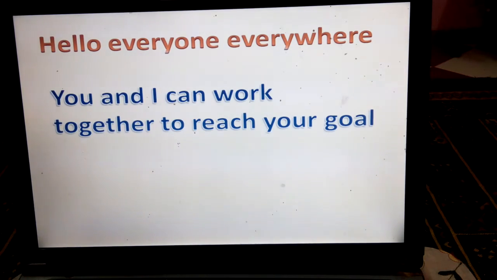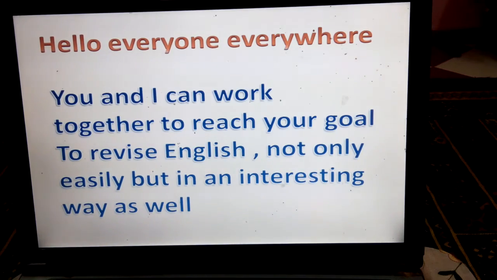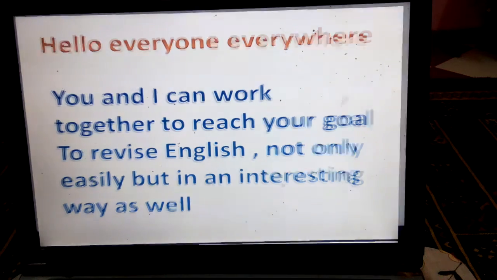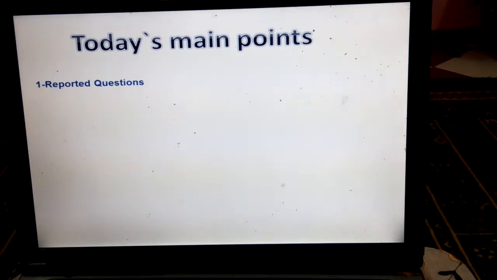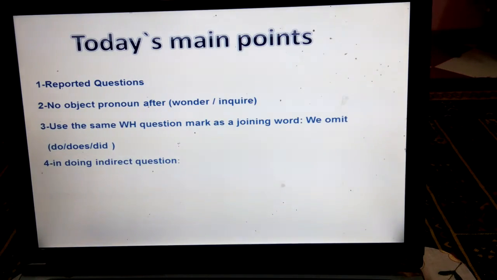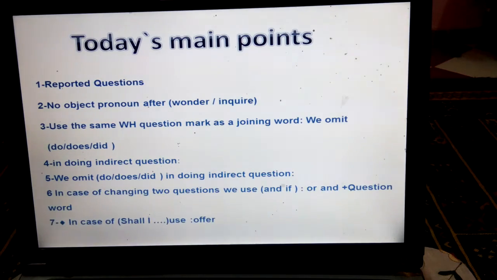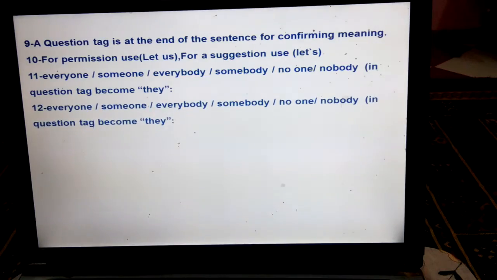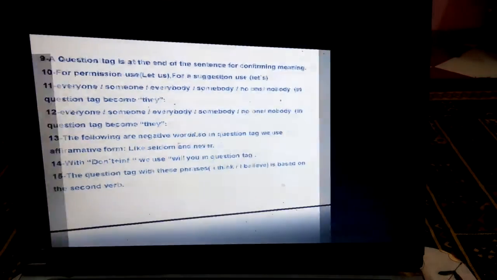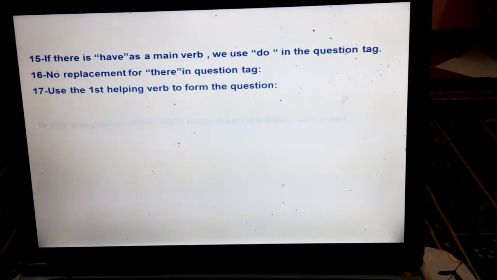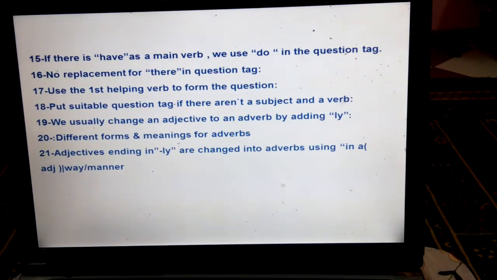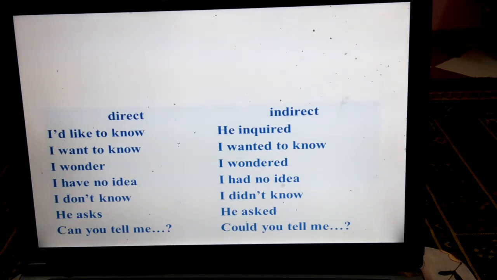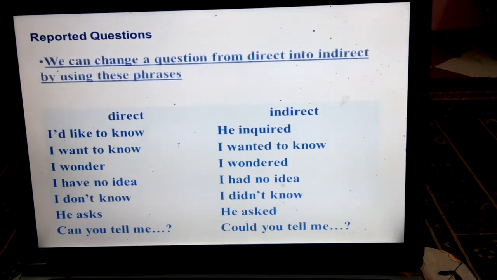You and I can work together to reach your goal, to revise English not only easily but in an interesting way as well. Today's main points are, please read with me silently. These points will be covered today in our unit. So, dear friends, we have 21 points to cover together. Let's begin with reported questions.